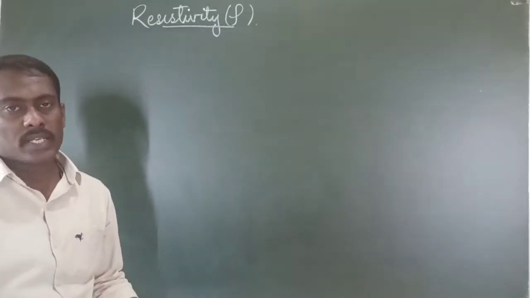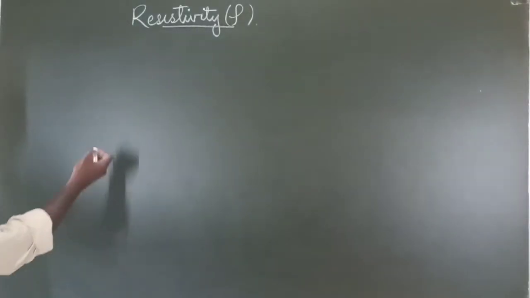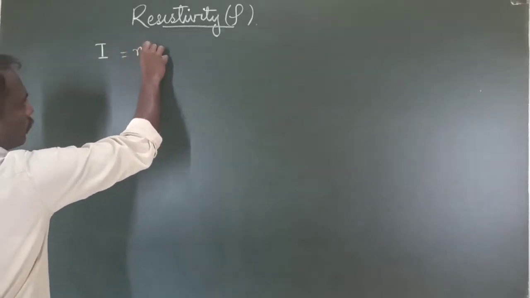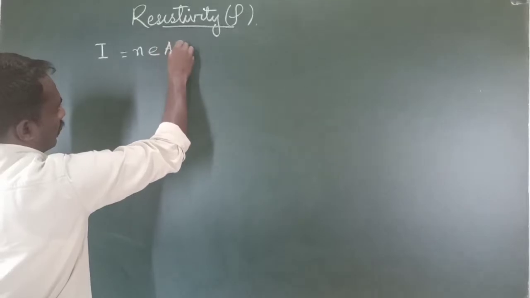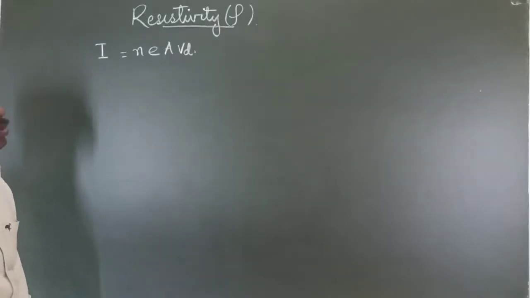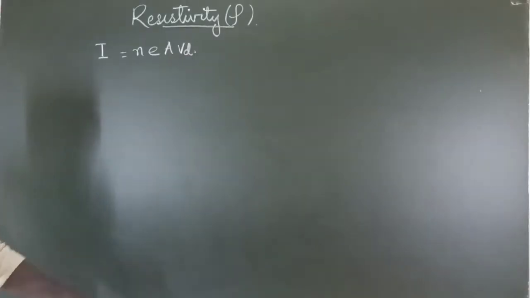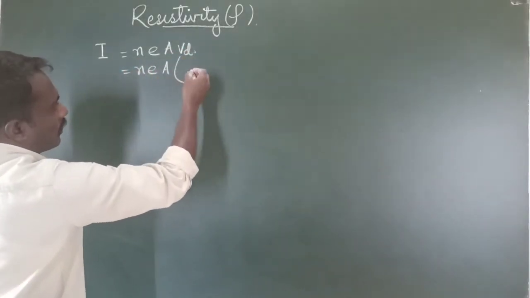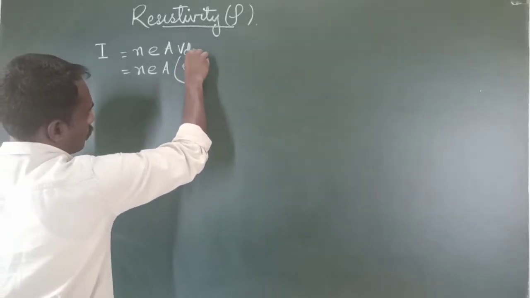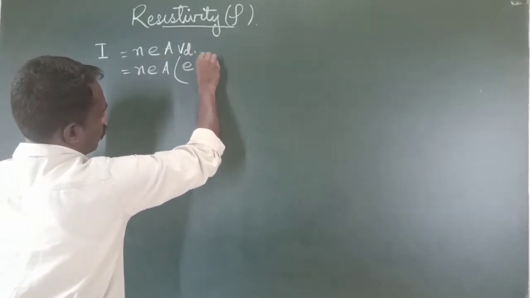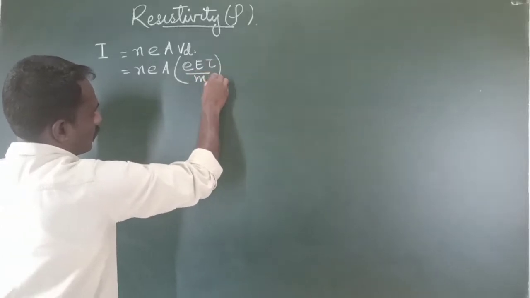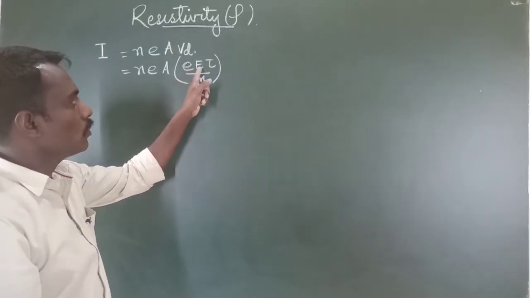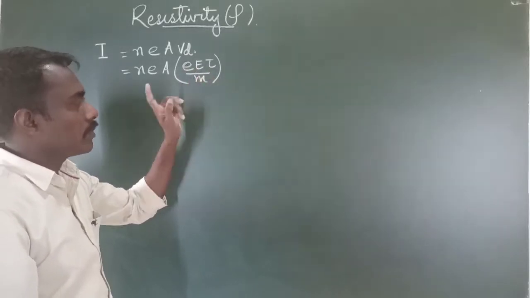In previous sessions we have learned that the electric current I is equal to N into E into A into Vd. Here Vd is the drift velocity, and the drift velocity can be written as E into E tau divided by M.